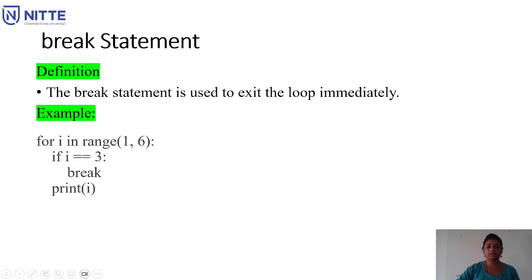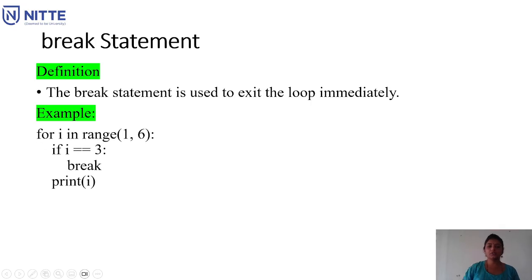For example, for i in range of 1 to 6, if i equals 3, then break. So when the numbers are there, 1, 2, 3, 4, 5, as I told, the 6 is going to get skipped. The last digit is going to get skipped. So i from 1 to 5 has to get printed.